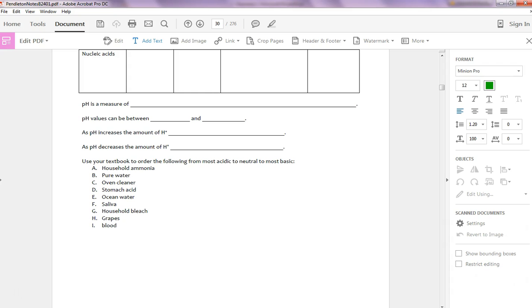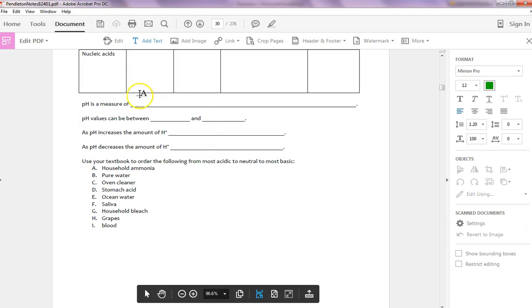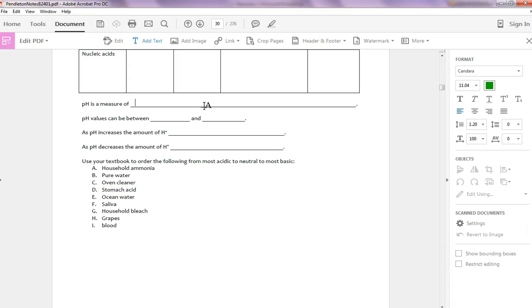Now, if you go to your notes packet, there's a place right here where you can fill in some information about pH. So let's do a little bit of that. pH is a measure of the amount of hydrogen ions, abbreviated as H with a little plus sign. Usually that plus sign is a superscript. So it's the amount of hydrogen ions in a solution, in some sort of liquid.